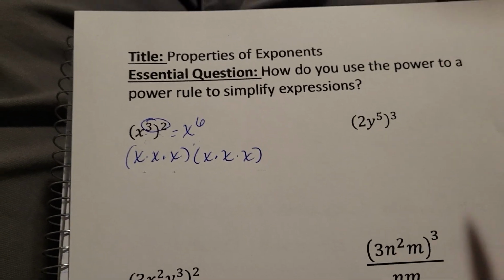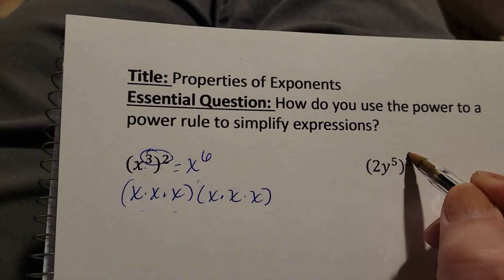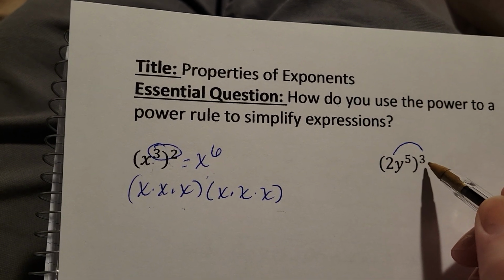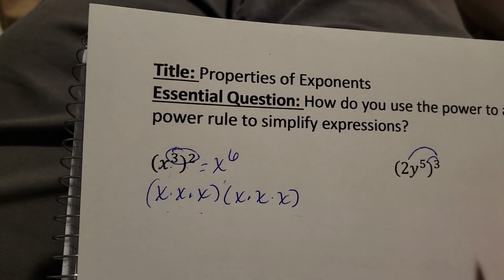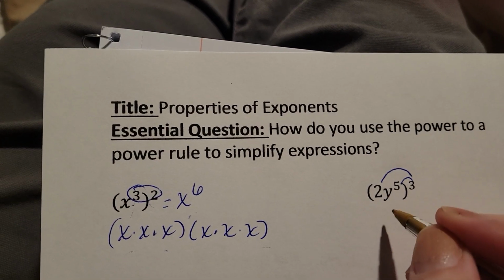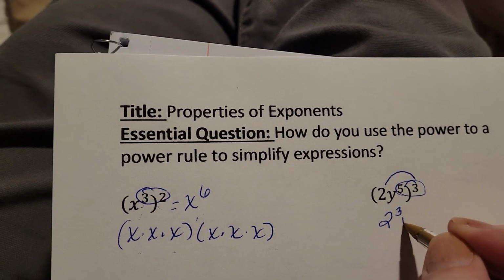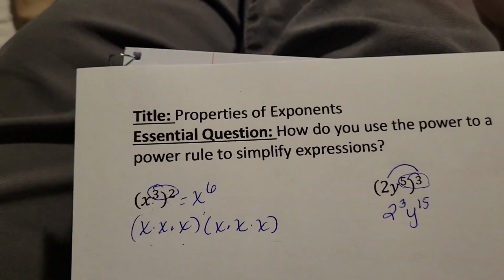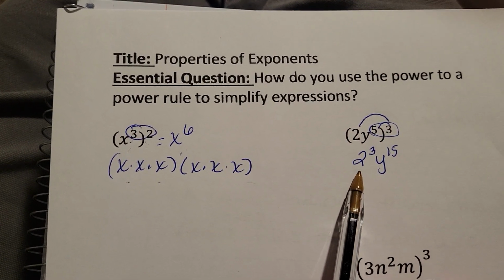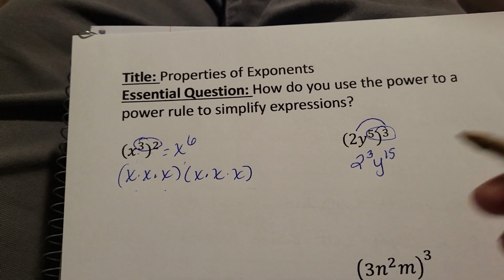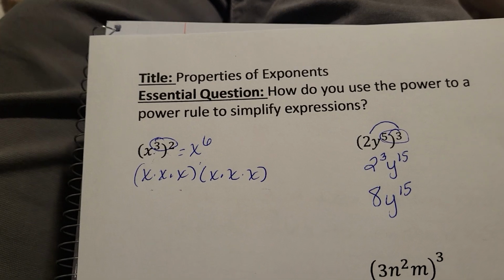Now, when we have a coefficient, that works a little differently, only because we also have to apply the 3 here to the coefficient, and we apply it to the power. So this gives me 2 to the third power, and then I'm still going to multiply 3 times 5, so that'll be y to the 15th power. And then I can simplify that a little bit further. I know that 2 to the third power is 2 times 2 times 2, and that is 8 y to the 15th power.